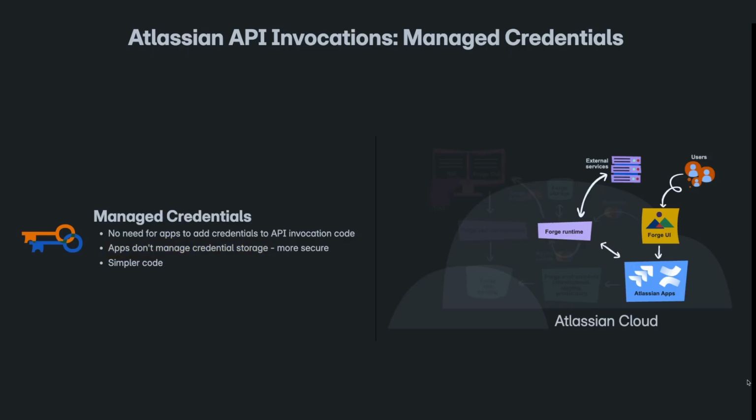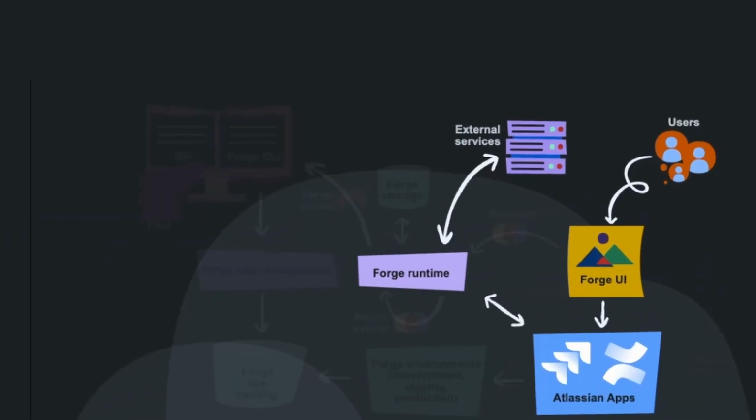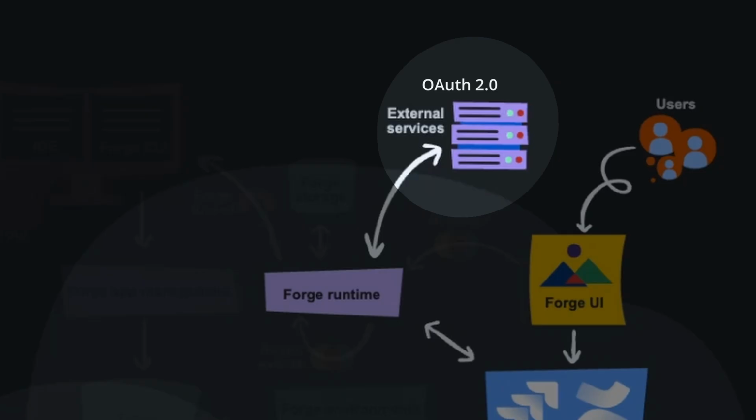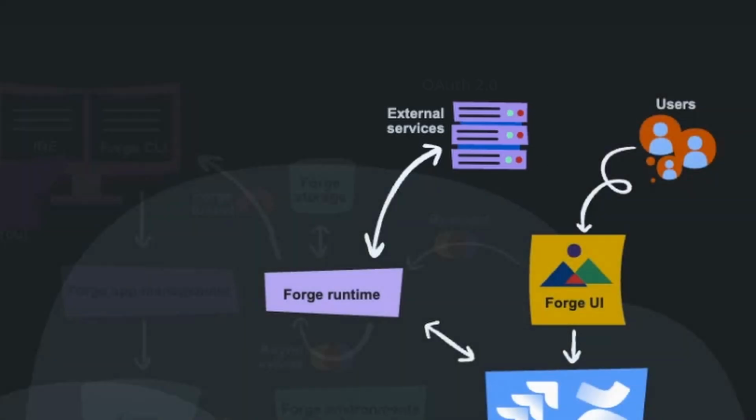Your app doesn't need any API keys or tokens to invoke Atlassian APIs because the Forge platform adds them when needed. This makes your app code much simpler and more secure because it doesn't need to store and retrieve credentials. Forge also extends the concept of managed credentials to non-Atlassian APIs that use OAuth 2 authentication. For these APIs, Forge will automatically take users through the OAuth flow and store the API tokens as necessary.